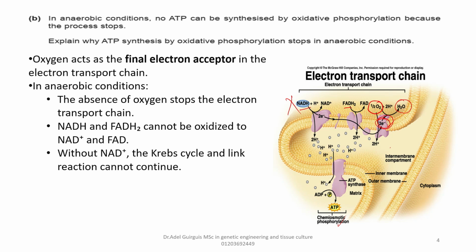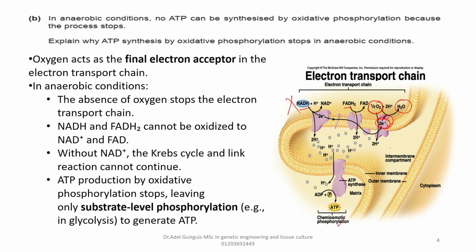As we know, in the Krebs cycle, 6 NADH are formed. During the link reaction, 2 NADH are formed. So in total, 8 NADH are not formed in the absence of oxygen. Now ATP production by oxidative phosphorylation stops also, leaving only substrate level phosphorylation that happened in the cytoplasm before pyruvate tries to enter the outer membrane of mitochondria.